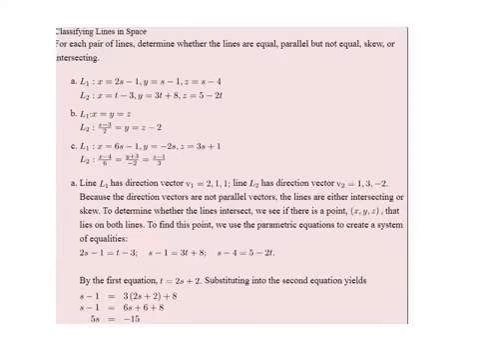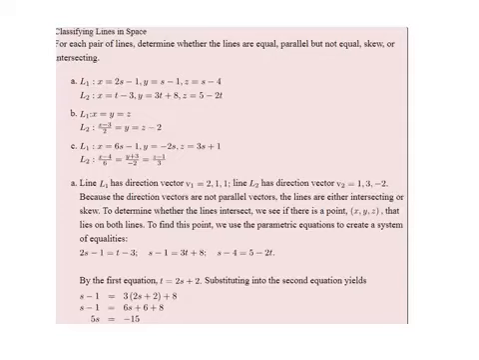Now we have the classification of lines in space. For each pair of lines, determine whether the lines are equal, parallel but not equal, skew, or intersecting. In part A, we are given the equation of line L1: x equals 2s minus 1, y equals s minus 1, z equals s minus 4. And L2 is given by the parametric equations x equals t minus 3, y equals 3t plus 8, z equals 5 minus 2t.